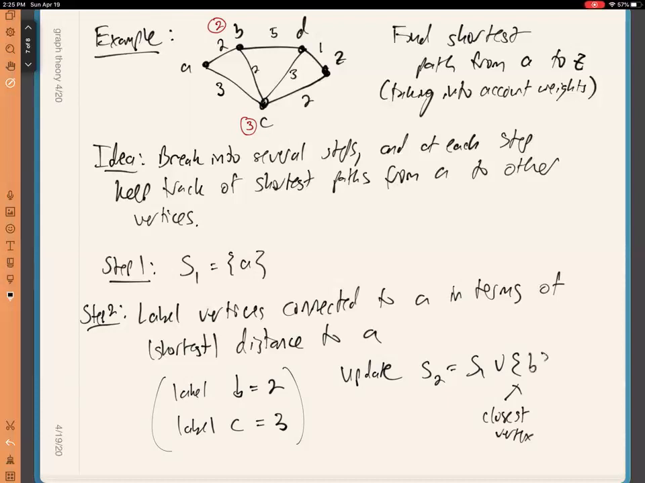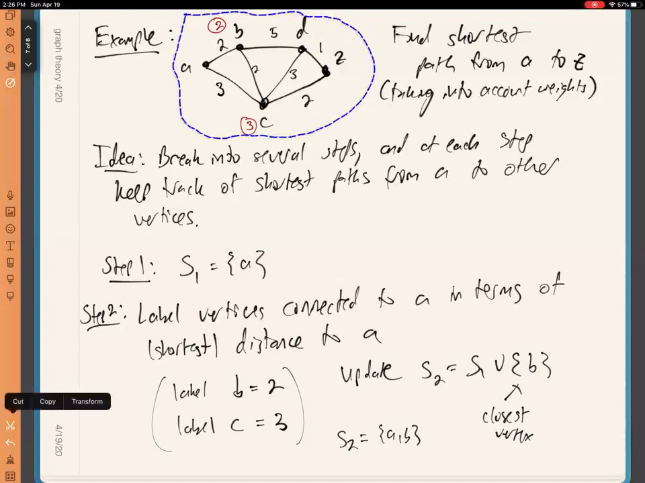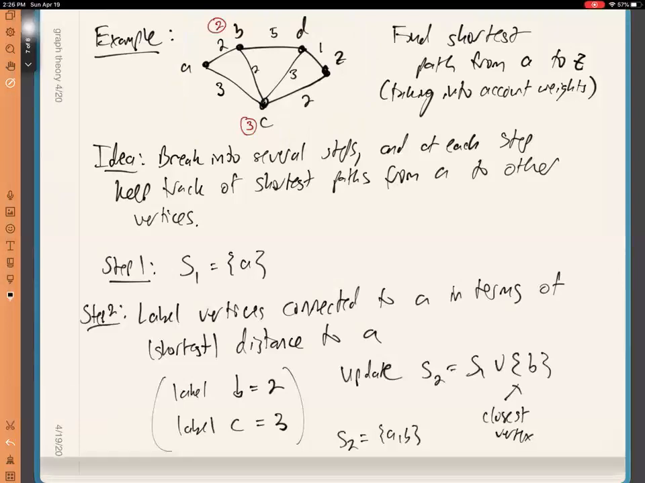And so I'm going to add in B in this case, right? Since B was distance 2 and C was distance 3. And so therefore I have S2 is equal to A comma B. Okay, and now what we're going to do is continue this process, although at each step it gets a little bit more involved. So let me cut this over to the next page.